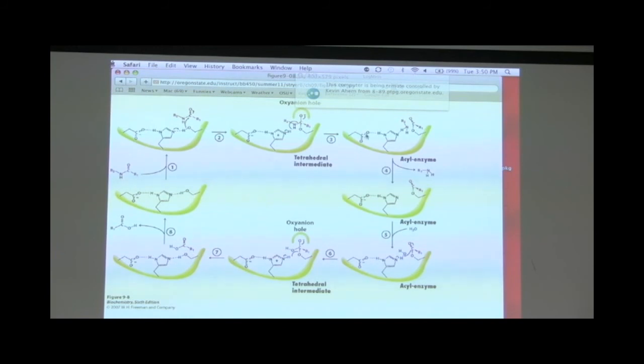Now, the players that facilitated this happening were the S1 pocket, which is where the proper substrate was found, the oxyanion hole, which was where these reactive intermediates were stabilized, and the catalytic triad that, of course, was responsible for making the original alkoxide ion in the first place. Those three things are components of the active site of this enzyme.